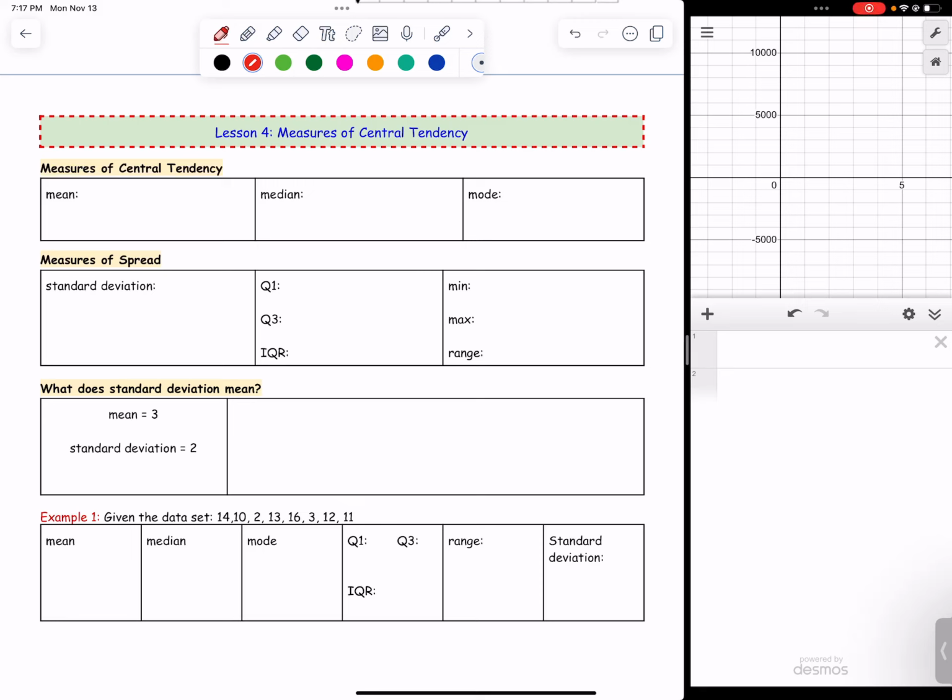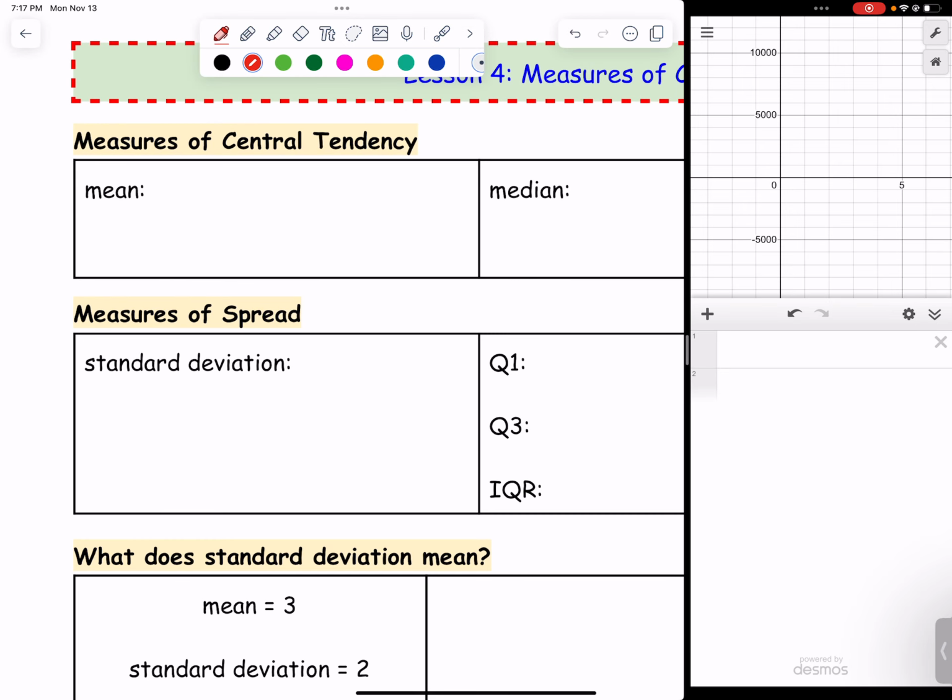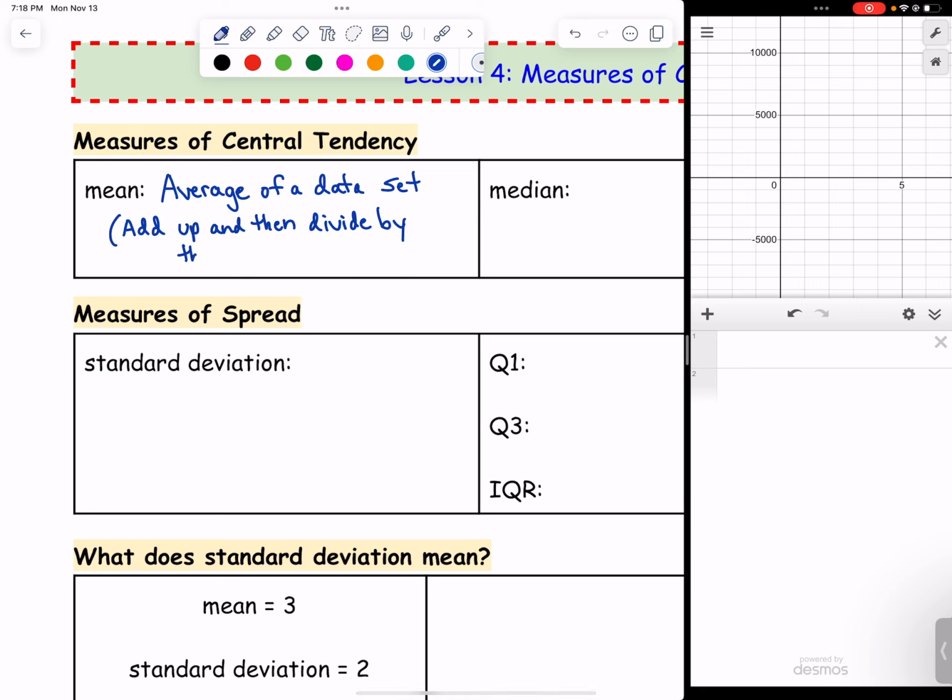In this video, we're going to talk about the measures of central tendency. So the mean of our data is the average. The average of a data set, meaning you got to add them all up and divide by the total number of data points you have. So add up and then divide by the number of data points.